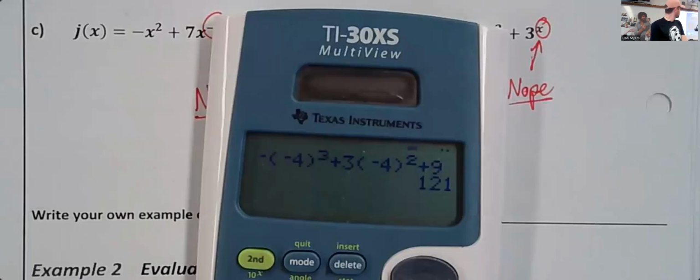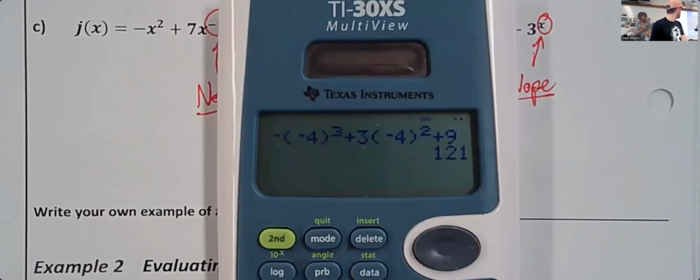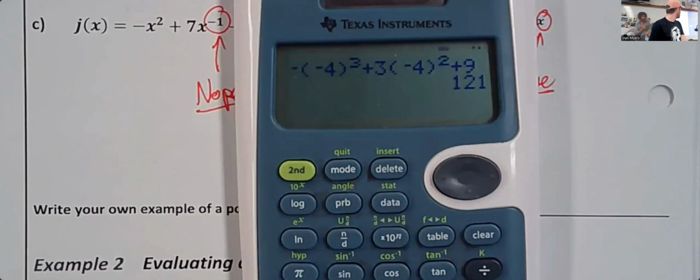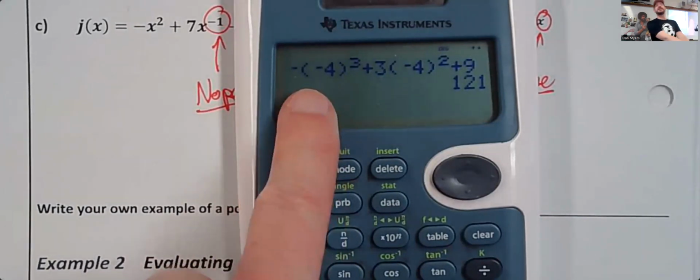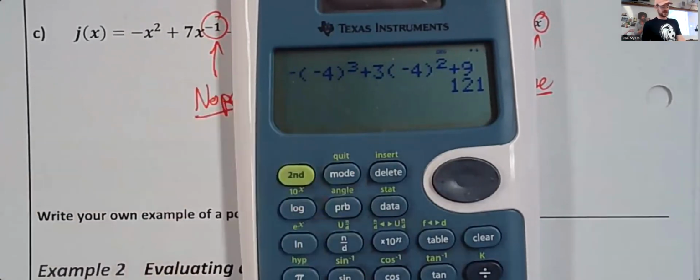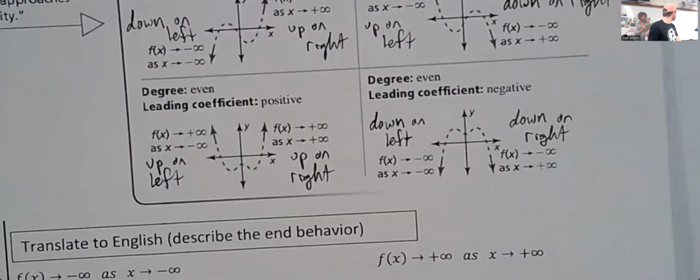No, it was -4 all the way through. Yeah, right here. So did you have a negative on the outside of the first parenthesis and a negative on the inside? Okay. All right. So head back here real quick.